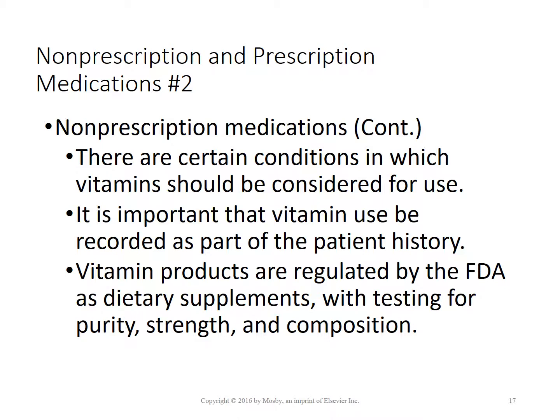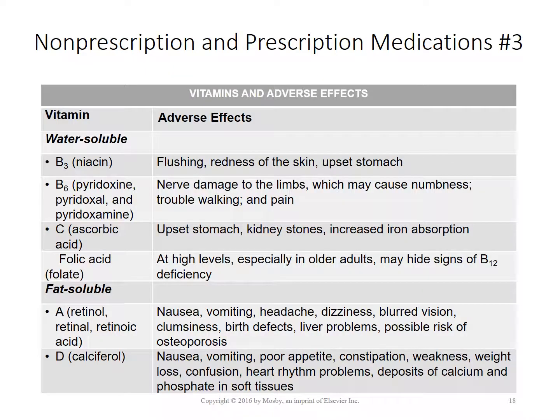The next category of non-prescription medicines is vitamins. And vitamins are dietary supplements, so the production of vitamins is regulated by the FDA, although we'll get into that in a minute. So on this slide, what we've got is a list of many of the different vitamins that people might take. Vitamins are divided into water-soluble and fat-soluble.